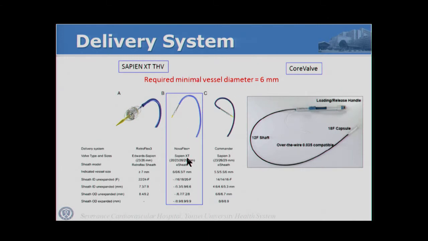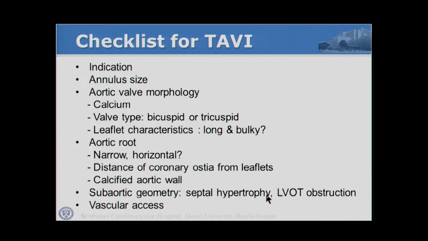And these are the delivery systems of Sapien valve and CoreValve. In Korea, currently NovaFlex Plus is used. And basically the required minimal vessel diameter for these two systems is 6 millimeter. So the two delivery systems have a similar requirement for the vessel diameter. So I'd like to show the checklist for TAVI procedure.